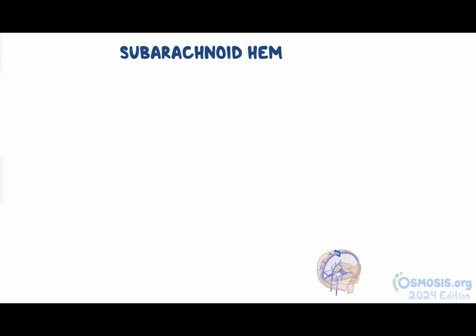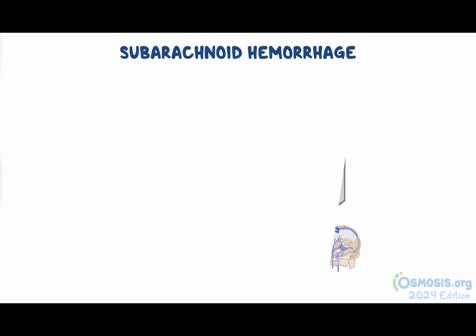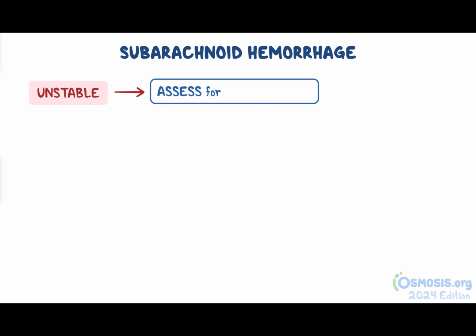Alright, as a quick recap, subarachnoid hemorrhage refers to an intracranial bleed that occurs between the pia and arachnoid layers of the meninges. In unstable patients with subarachnoid hemorrhage, assess for elevated ICP and provide appropriate medical and surgical treatment.